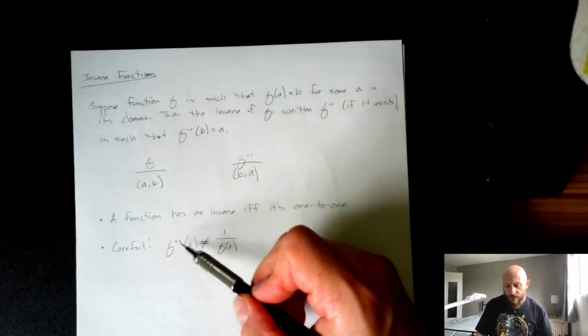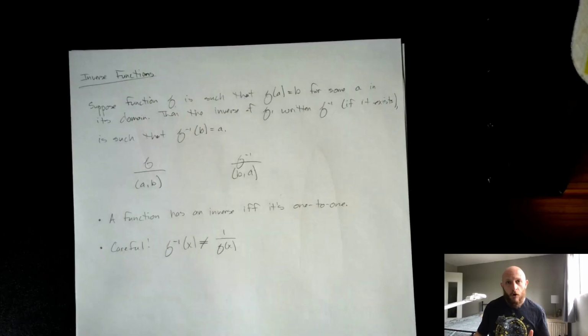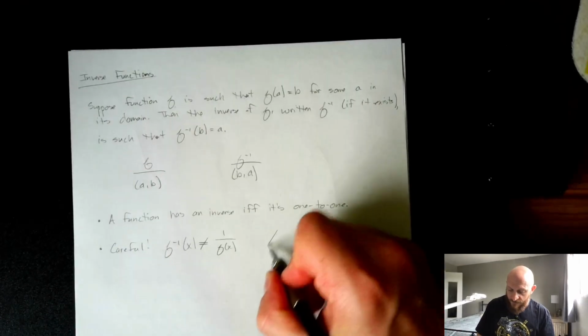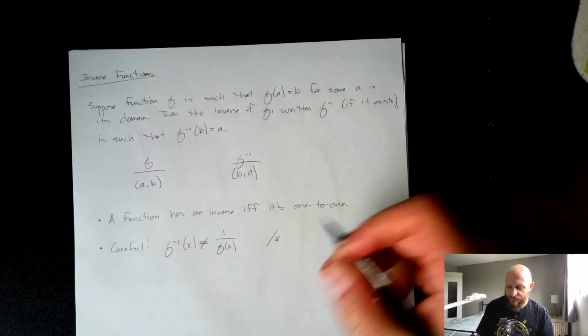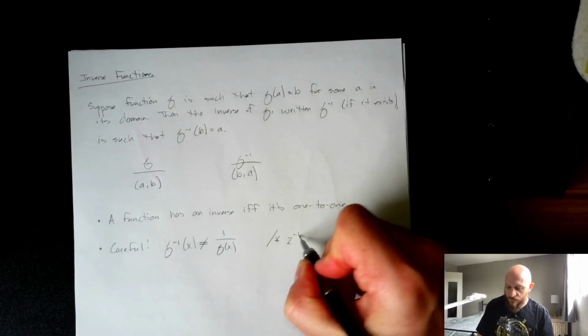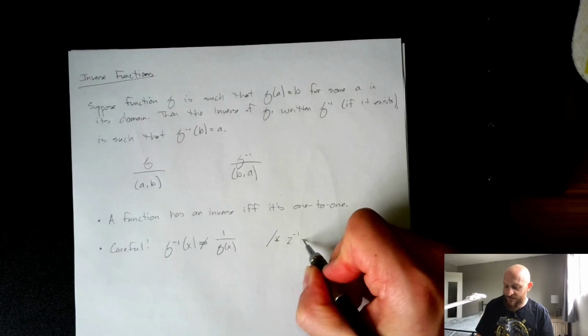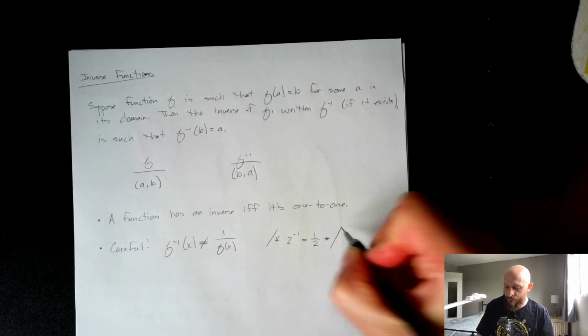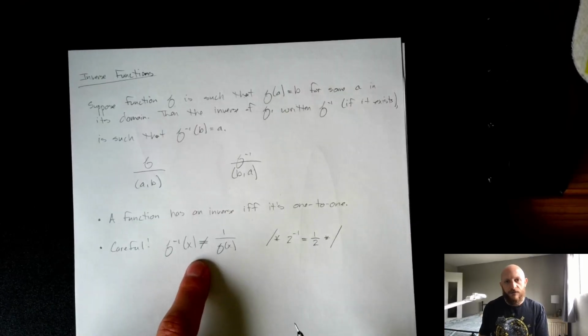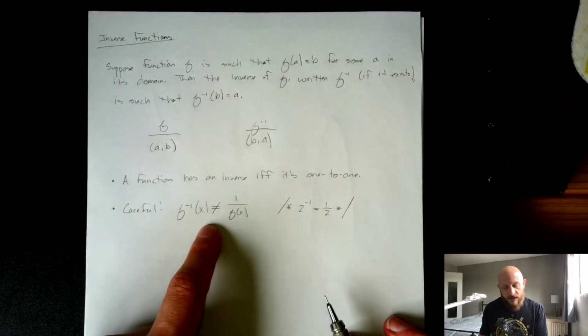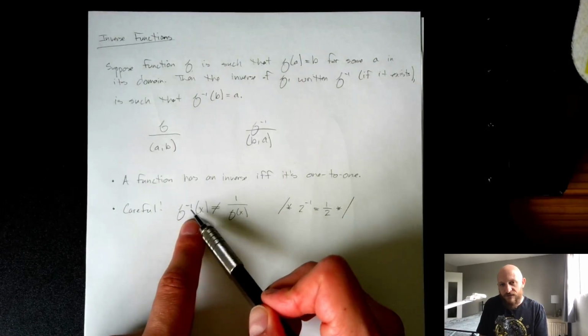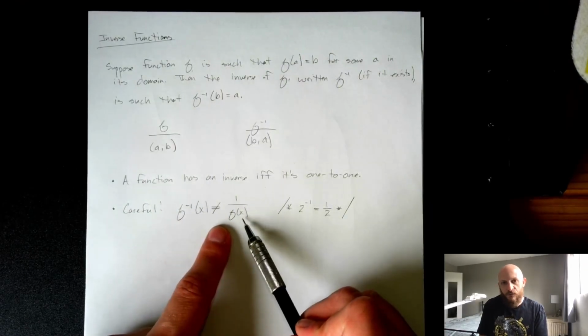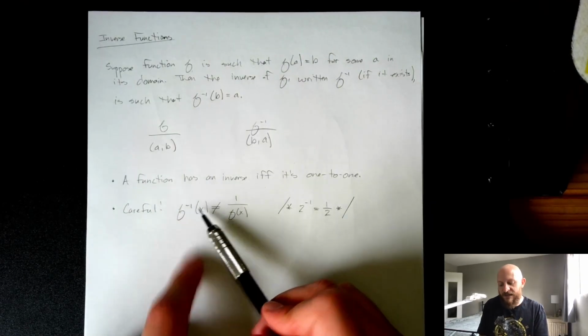So this -1 notation gets a little bit overloaded here. Remember, with numbers, if we have something like 2 to the -1, this is equal to 1/2. But it's not the case with functions. So don't get confused. f to the -1 is not the reciprocal of f. f to the -1 is the inverse of f.